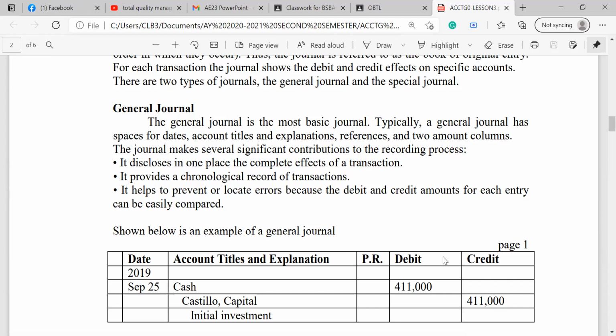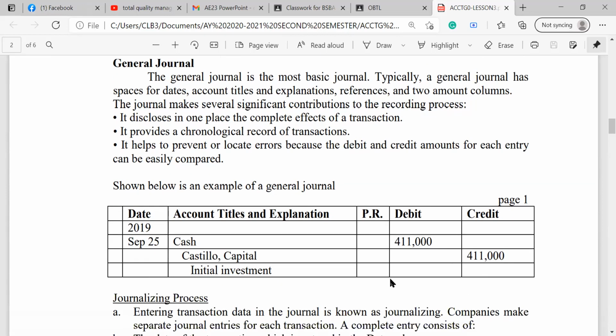Of course, the debit side and the credit side, which gives you the amount ng dinebit mo ng credit mo. So this example, kung mapapansin po natin, yung debit natin is equal sa credit. Okay? Dito meron ding nakalagay na page number. Kasi yung mga journal natin, merong mga page number yan. Importante na ma-identify natin kung ano yung page number ng ating journal. Okay?